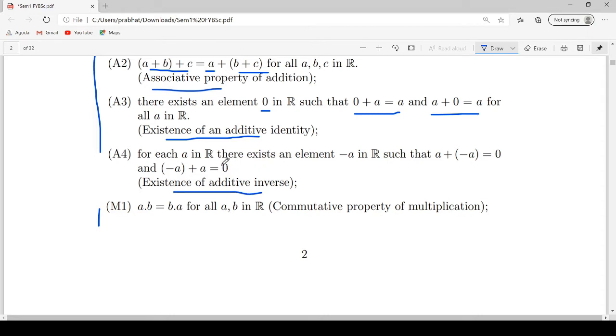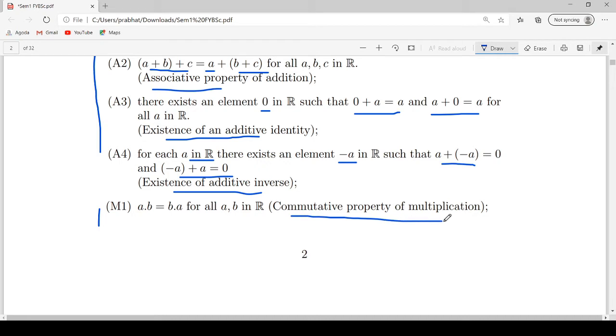Next property is the existence of an additive inverse. It states that for every element a in R, there exists an element which we denote by minus a in R such that a plus minus a is my additive identity 0 and minus a plus a is also my additive identity 0. So these are the four properties with respect to addition. Now we will see the properties with respect to multiplication. Again, the properties are almost similar.